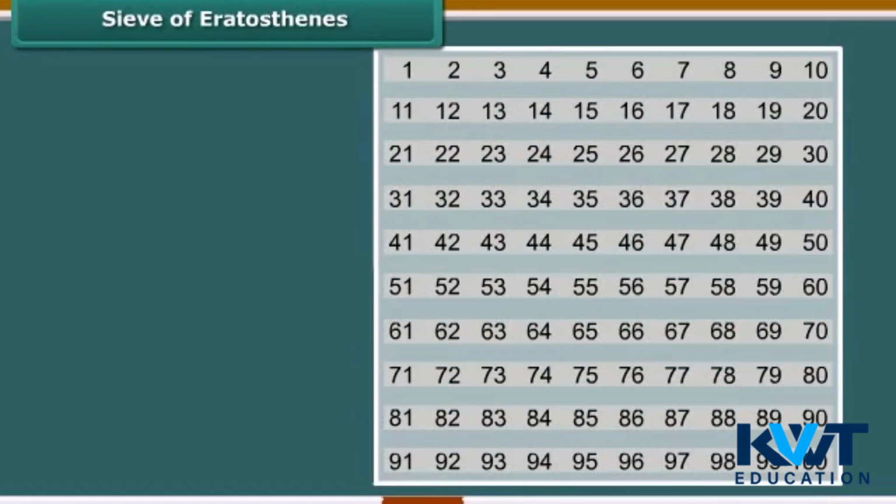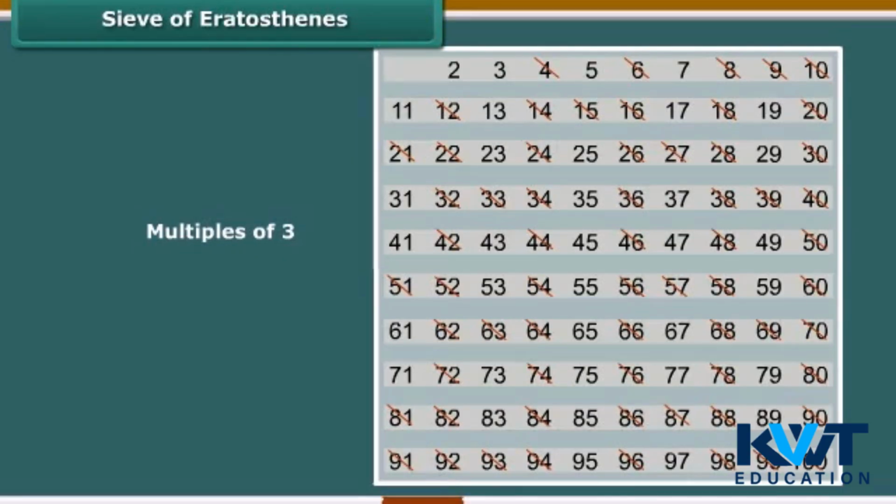Let us find all the prime numbers from 1 to 100 using a method given by a Greek mathematician called Eratosthenes. List all numbers from 1 to 100. Cross out 1 as it is not a prime number. Encircle 2. Cross out all the multiples of 2 other than 2 itself. Now you will find that the next uncrossed number is 3. Encircle 3 and cross out all the multiples of 3 other than 3 itself.